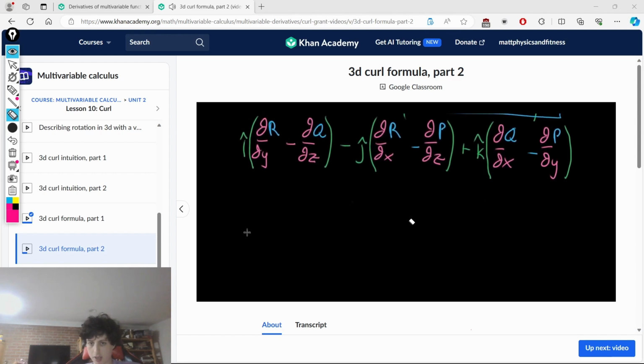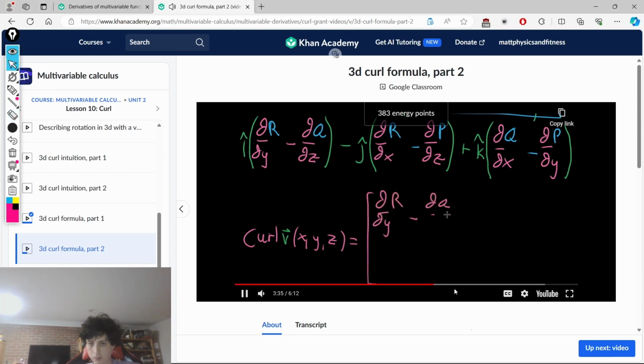If you're writing it as a column vector, i, j, k, it would look like the curl of your vector valued function v as a function of x, y, and z. So what I put in for this first component would be your partial with respect to y of r minus partial of q with respect to z. So partial of q with respect to z, with i, j, and k.